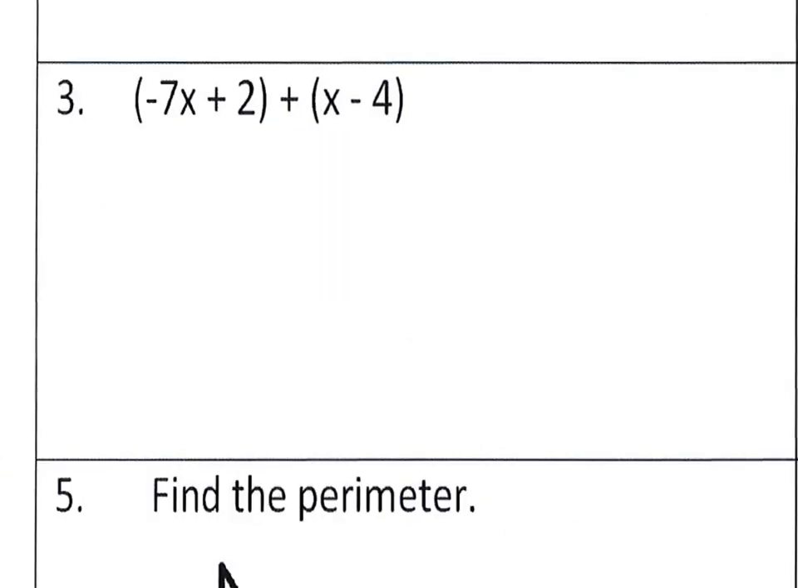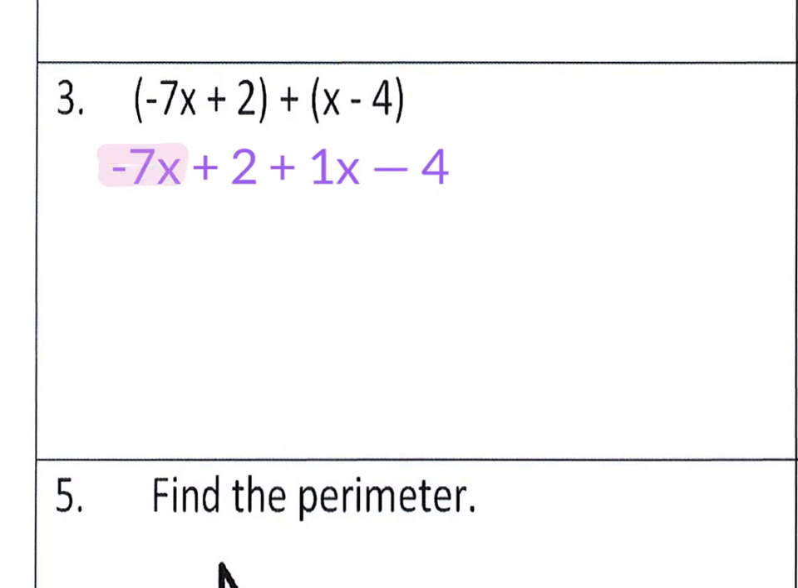Okay, number 3, we have a negative 7x plus 2, and we're adding the x minus 4. Again, we see that we have parentheses, but there's nothing in front. An imaginary 1 would be there, and I don't need to multiply. It won't change anything. So I could multiply, I could draw out my area models, but I don't have to. So I'm just going to bring down what's inside of my parentheses without the parentheses to remind myself that now I'm looking for like terms.